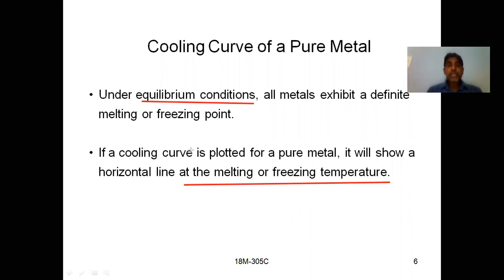So here we are discussing the cooling curves for a pure metal. We are considering equilibrium conditions. Under equilibrium conditions, all metals exhibit a definite melting or freezing point. If you draw a cooling curve for a pure metal, it will show a horizontal line at the melting point as well as the freezing point. If you take a solid and it becomes liquid, there is a melting point. If you take a liquid and it becomes a solid, you have a freezing point.